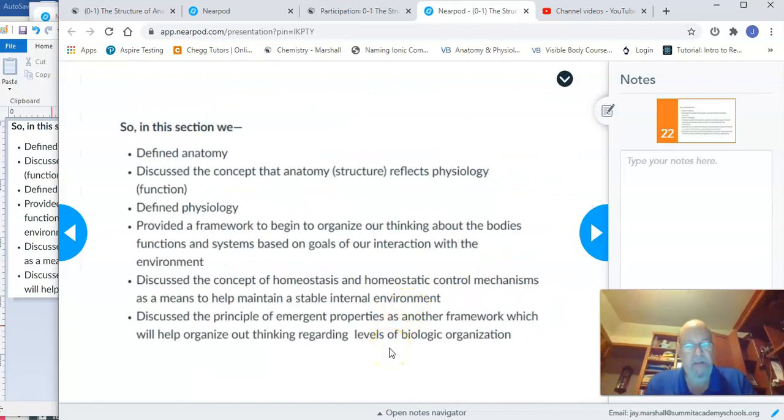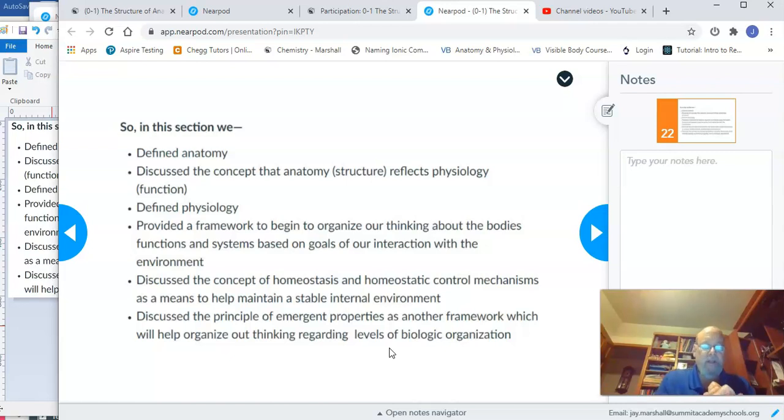So in this section, this 0-1 section, we defined anatomy. We discussed the concept that anatomy reflects physiology, or structure reflects function. You have to know this. We defined physiology. We then provided a framework to begin to organize our thinking about the body's functions and systems based on the goals of our interaction with the environment. We said, I interact with the environment and I want this interaction to be successful. What are the goals that need to happen? And we said, the goals that will accomplish this are, I will acquire energy and biomaterials, I will maintain a stable internal organization, and I will persist as an individual and as a species.